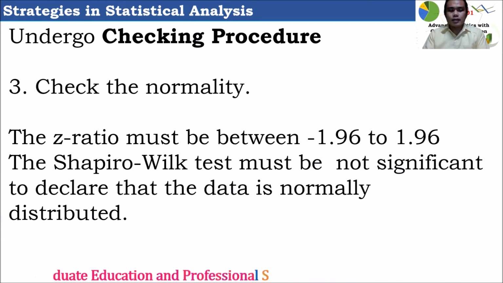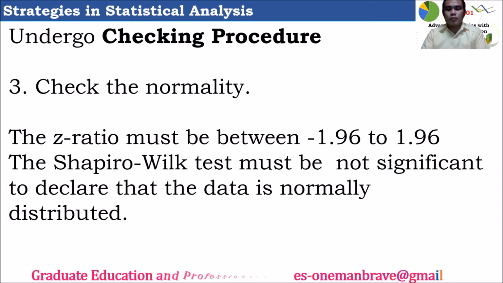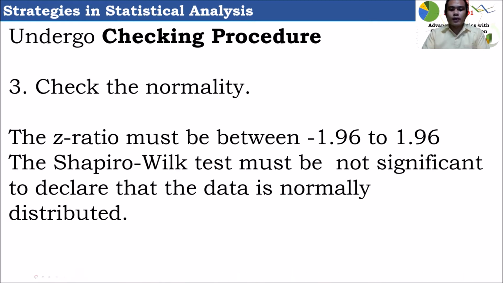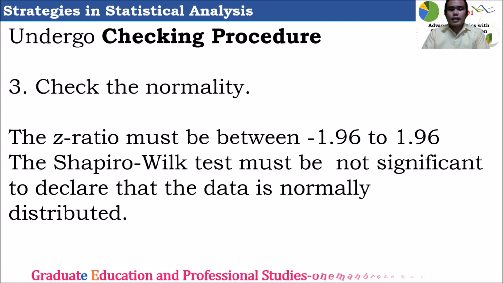Sa uulitin, merong dalawang strategiya. Computein mo ang z-ratio niya. Dapat napapaloob lamang sa negative 1.96 up to positive 1.96. O di kaya, sukatin gamit ang Shapiro-Wilk, dapat ang lalabas ay not significant sa margin of error o probability na iyong na-set up. Pag sinabi mong 5% probability, dapat ang lalabas ay not significant. Kasi pag not significant, walang diferensya, ibig sabihin, normal siya. Kapag nagkaroon ng significance, posibleng hindi po normal. Iyan po ang isa sa dapat mong timbangin. Check the normality. Tignan po natin kung normal ang distribution ng data.